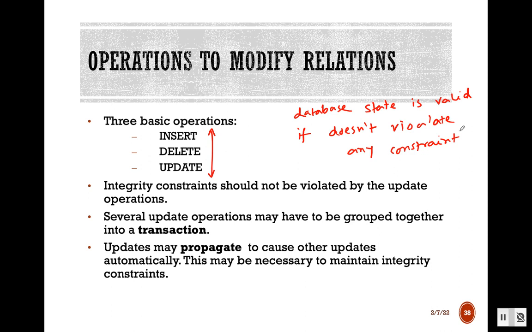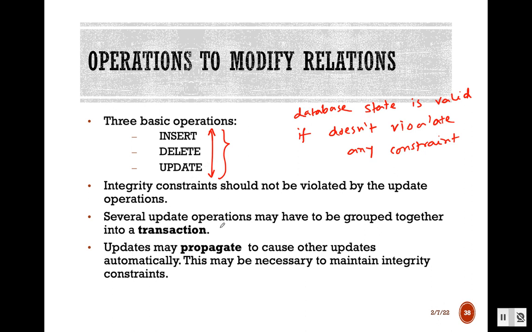So whenever we are going to do an update operation, insert, delete or update, we have to make sure that it is going to change the database state, but it cannot violate any constraint. The integrity constraints that we are talking about, and the domain constraint, and we may have some semantic constraint, should not be violated by an update operation. So these three are the basic update operations: insert, delete or update.